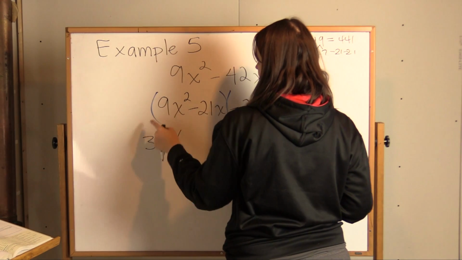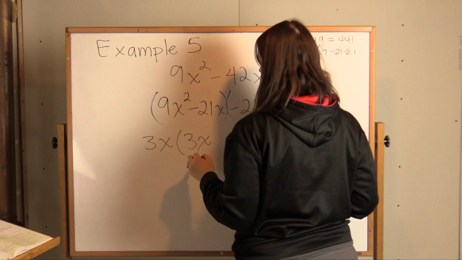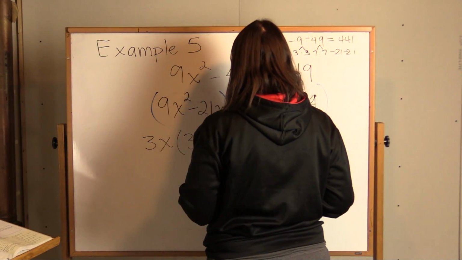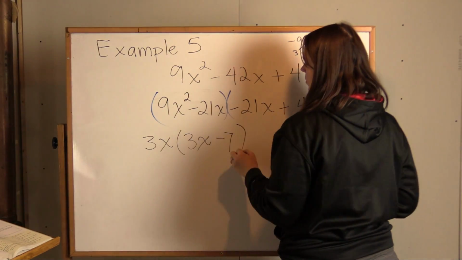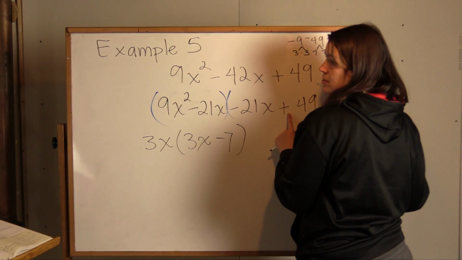So what's left behind? 9 divided by 3 is 3. I had 2 x's, now I have 1. So 1 x is left. The minus sign stays. 21 divided by 3 is 7. I had an x and I removed it. So this is what I have in the first group. All right, I have a negative sign and a plus sign.